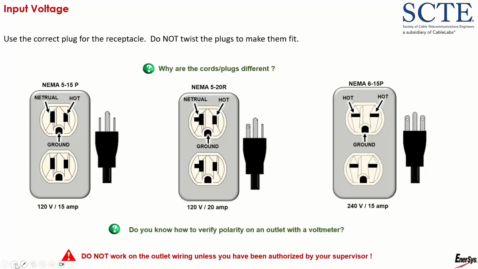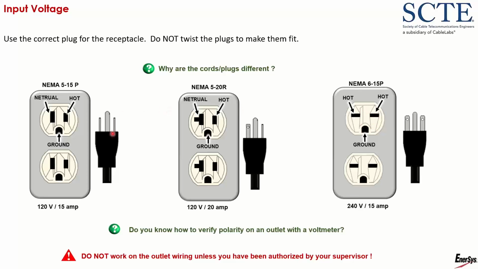Input voltage, is it 120 or 240? I have a couple 120 volt outlets here. One of them is a 15 amp, one of them is a 20 amp. You can tell the difference because a 20 amp is always going to have the little sideways T for the neutral. Or is it 240 volts? On my 120 volt circuits, I'm always going to have a hot, a neutral, and a ground. On my 240s, I'm generally going to have two hots and a ground, no neutral.